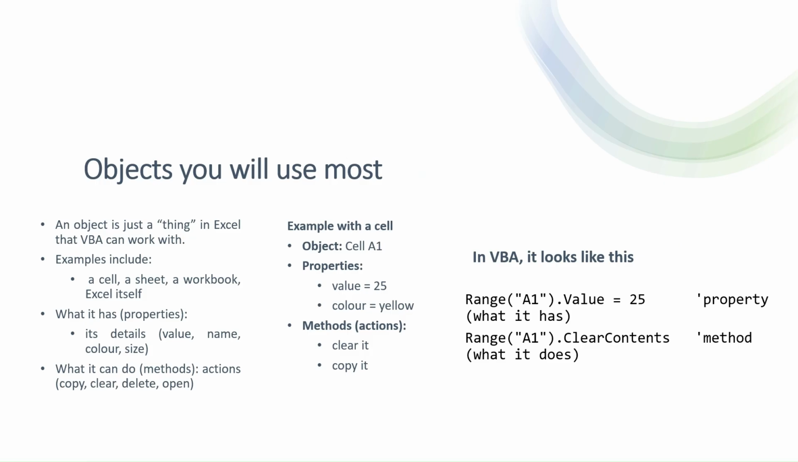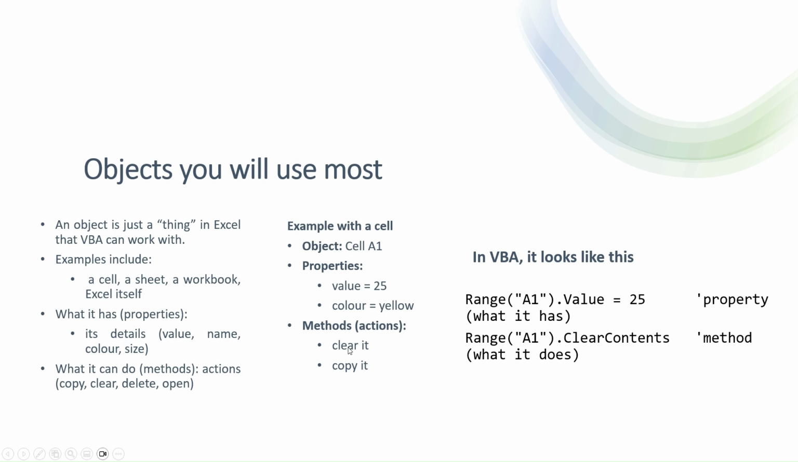A cell or a range of cells becomes an object. And there is something else that we call properties. For example, cell A1 is an object. Then, what are properties? Properties are details about the object. For example, a cell's value, the color, the font, the size, all these are examples of properties of that particular object.